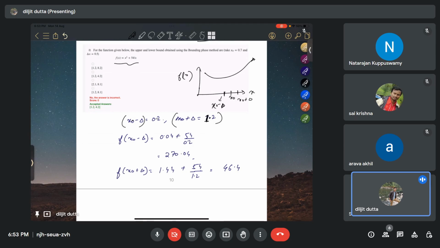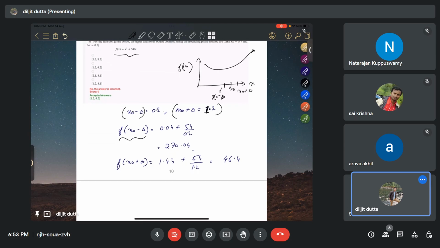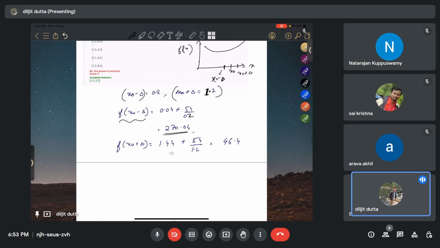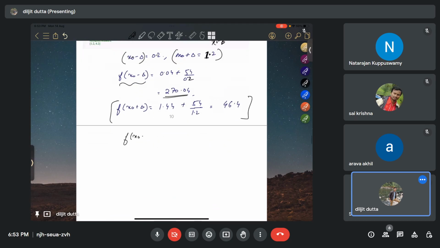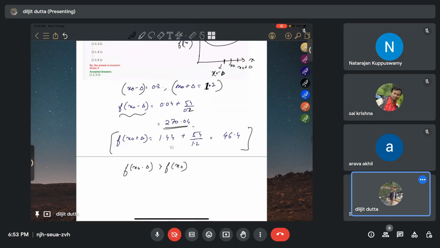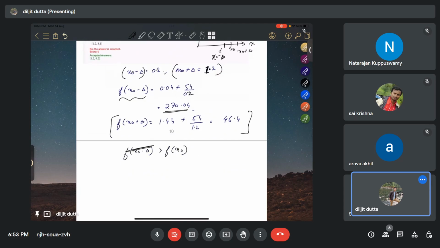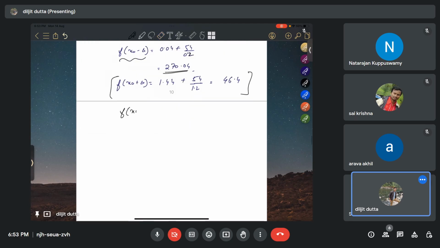Now we do the function evaluation. f of x naught minus delta is x square plus 54 by x, that is 0.04 plus 54 by 0.2, which comes to 270.04. And f of x naught plus delta will be 1.2 square plus 54 by 1.2, which is 46.44. Okay, we will do one more evaluation. Thirdly, we have to do f of x naught. So how much will f of x naught be?